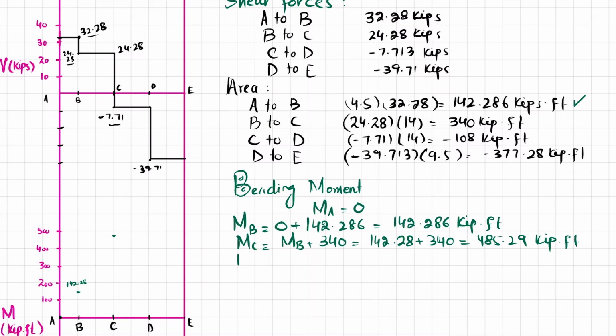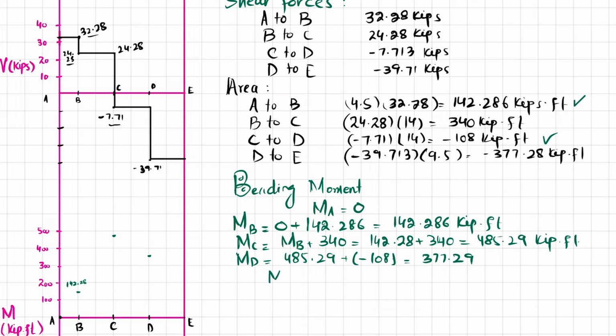Moment about point D is equal to moment about point C, which is 485.29, plus the area under the curve CD, which is minus 108 kips into feet. And when you solve it, you will get 377.29. So moment about point D is 377.29. So 300 is there, this is 400, and so 377 will be somewhat here.